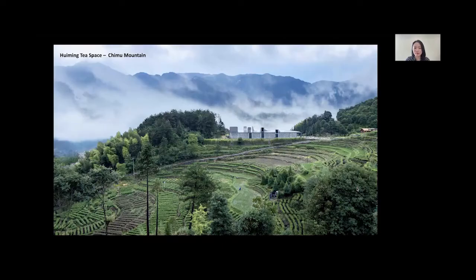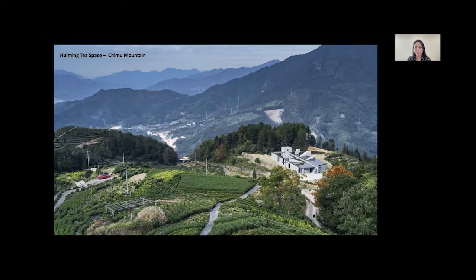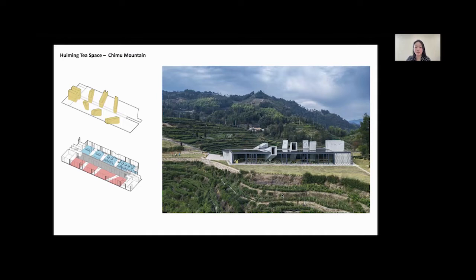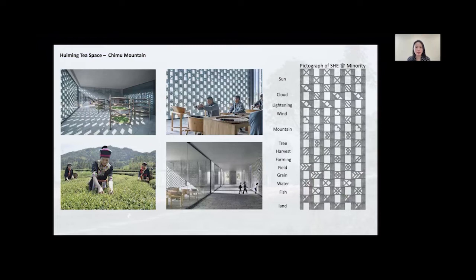A new Kuimin tea space in Chimu Mountain is the production workshop to revive the Kuimin tea making tradition. At the same time, it's also a cultural and leisure facility for visitors and local Xu ethnic minority villagers. The production, together with tea planting and tea picking, become the intuitive agricultural performance in the mountain.